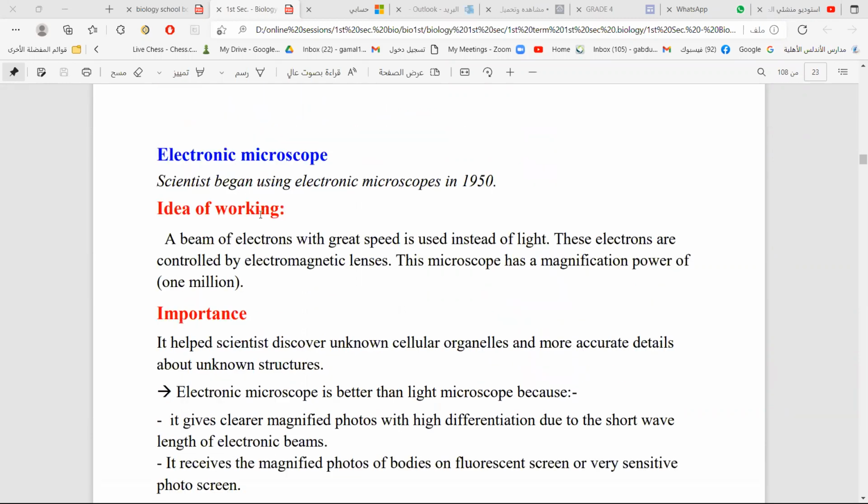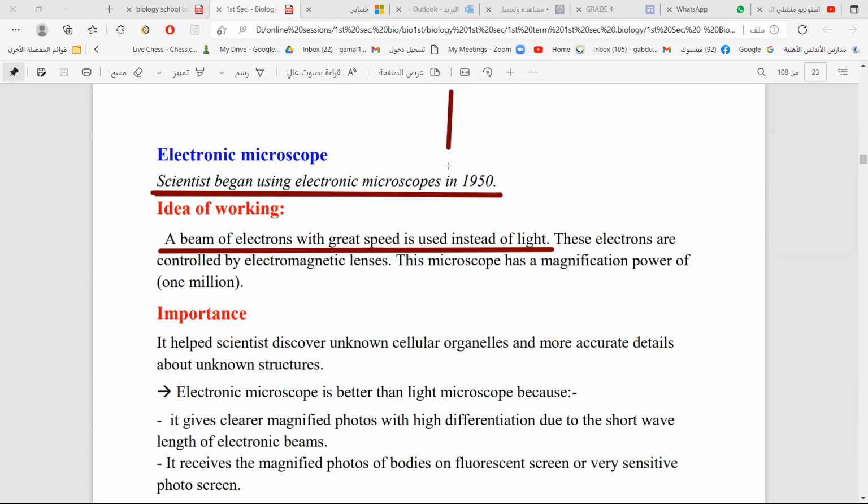But after the year 1950, the scientists started to make the electron microscope. The manufacture of the electron microscope started in the year 1950. The idea of the work is different from the idea of the light microscope. Why? Because instead of light, they use a beam of electrons with a great speed. The beam of electrons has smaller wavelengths.